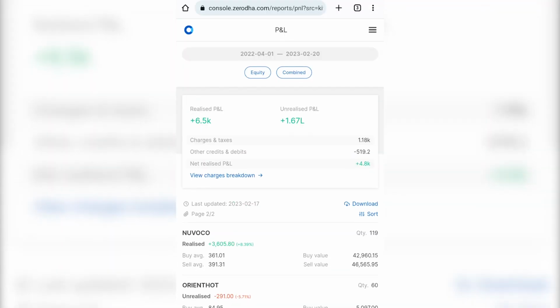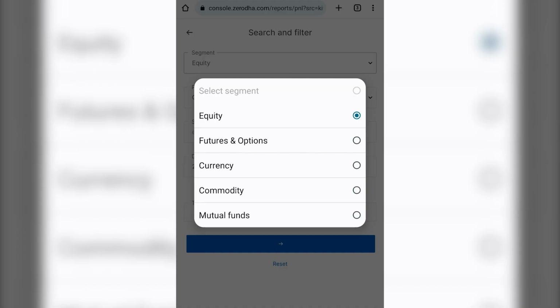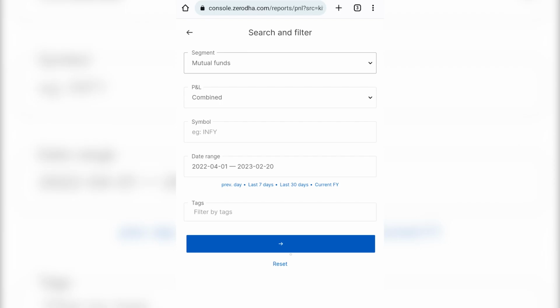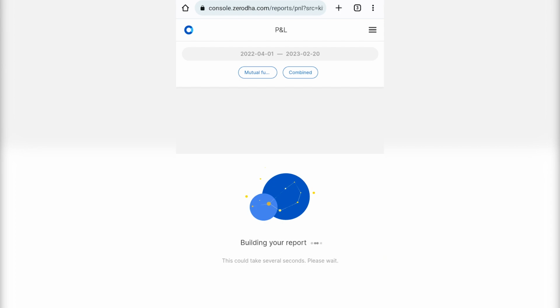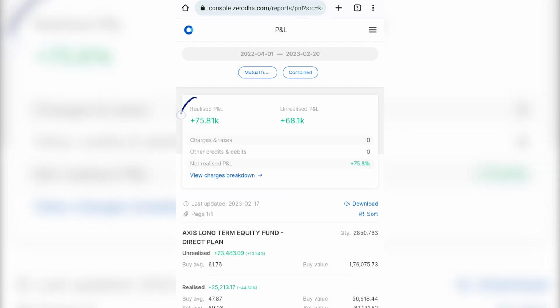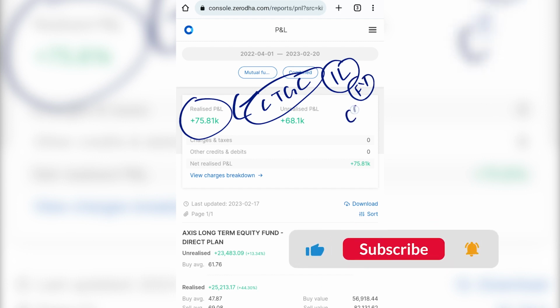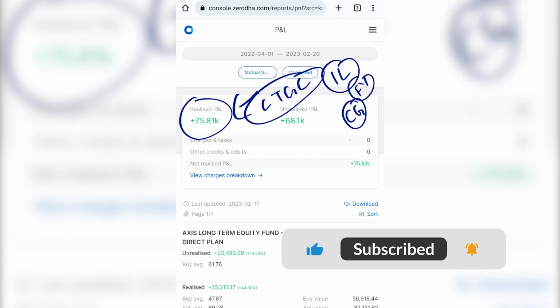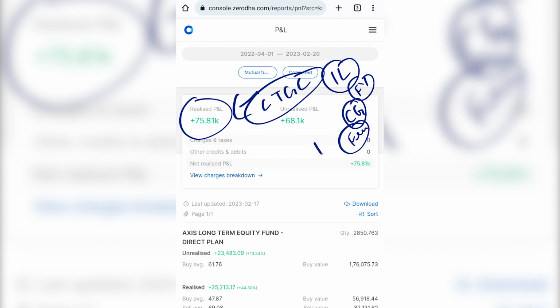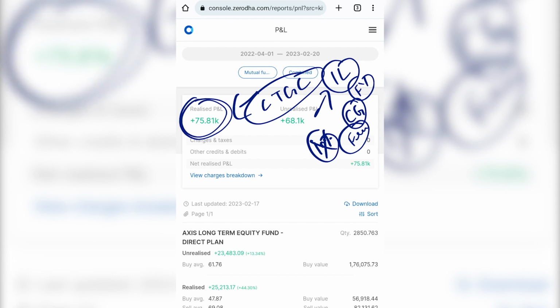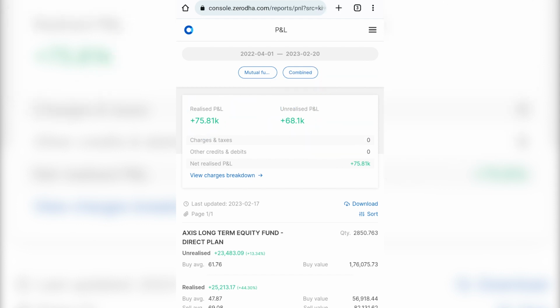Very interesting. You could also do the same for your mutual funds and say, show me a combined statement for current FY, and let's see what's happening in mutual funds. You can see there's a lot of realized P&L over here. All of this is long-term capital gains, and up to 1 lakh rupees every financial year, your capital gains are not taxed. You don't pay the 10% tax on it up to 1 lakh rupees. That's why I have booked some profit, and there are healthy unrealized gains as well in mutual funds.